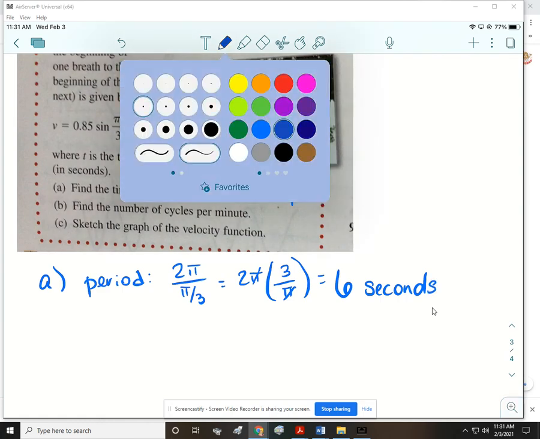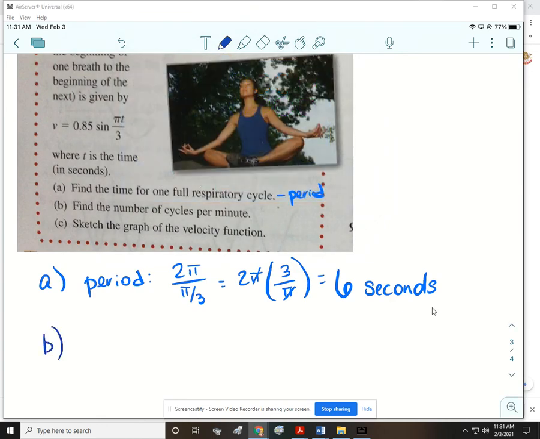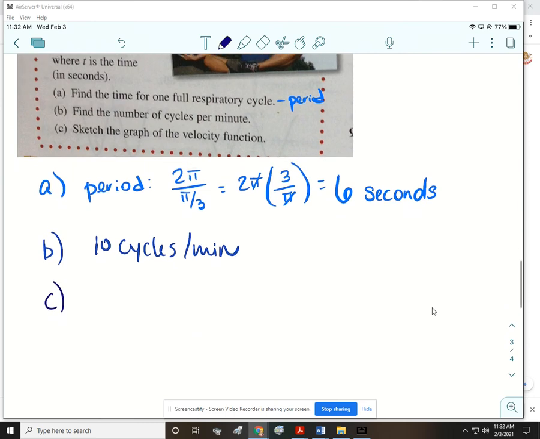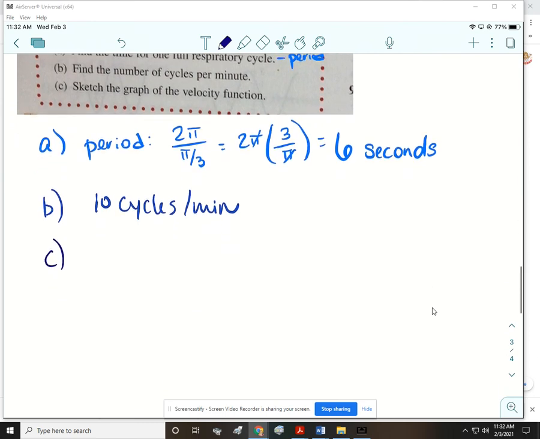All right, and then for B, it asks to find the number of cycles in a minute. So if one breath is 6 seconds, you can do 10 breaths in 60 seconds. That would be 10 cycles per minute. And then finally, C, we're going to sketch the graph of the velocity function, and we'll just do one period.